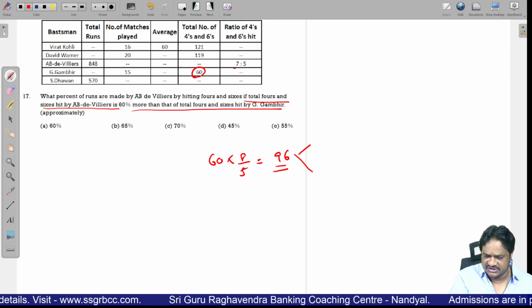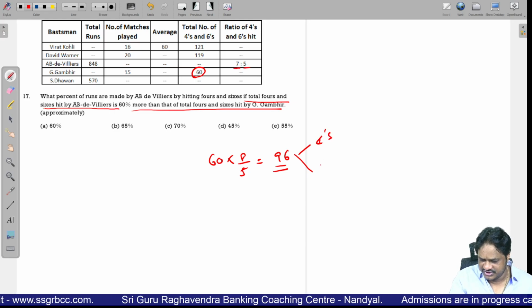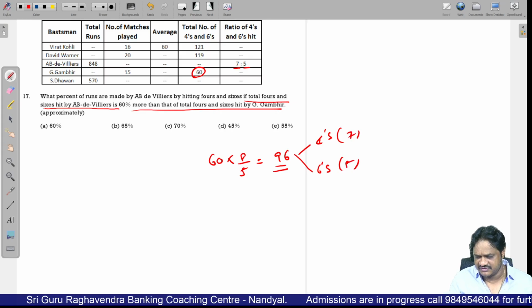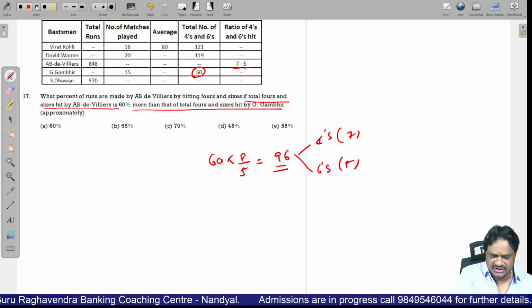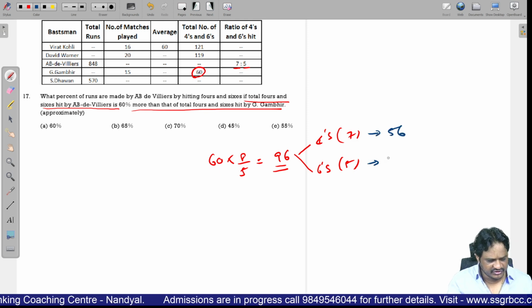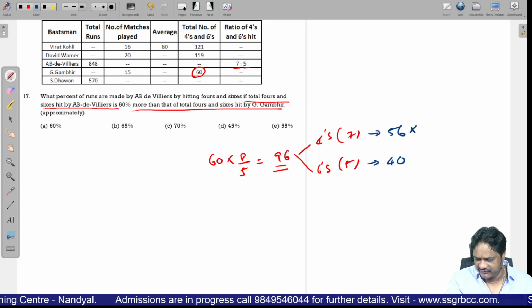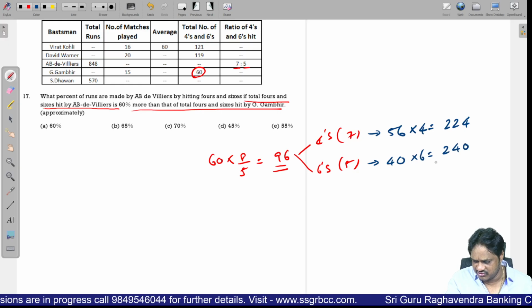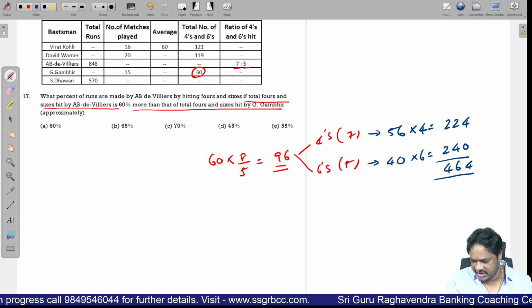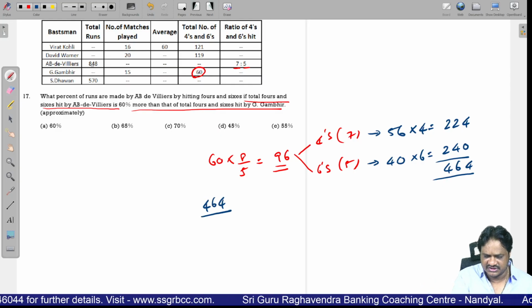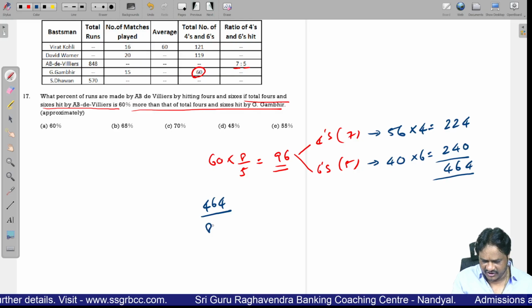So AB de Villiers, the 4s and 6ers are in the ratio of 7:5. So 7 plus 5, 12. 96 by 12 is 8. So 7 into 8, 56. And 5 into 8, 40. So he is hitting 56 fours. So total runs is 224. 40 sixers, total runs 240. So total we are getting 464 runs by boundaries by AB de Villiers out of 848.